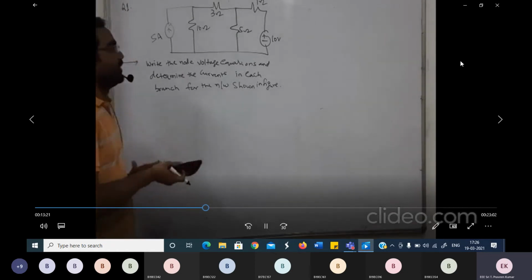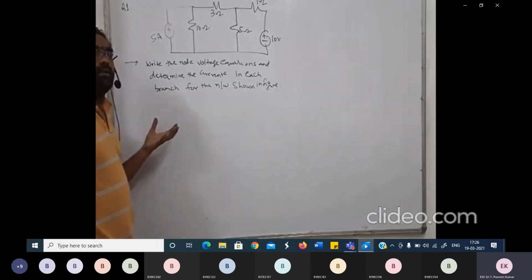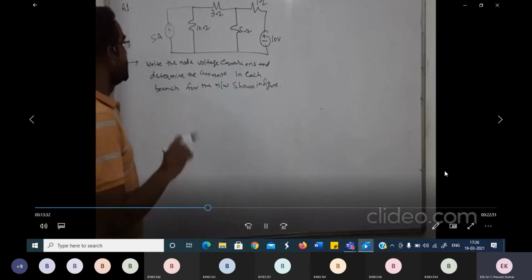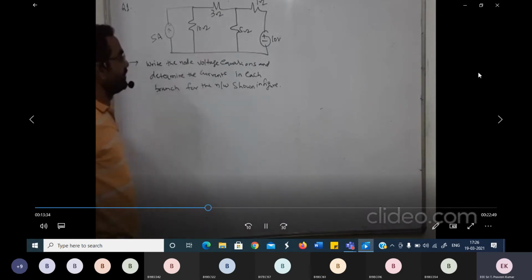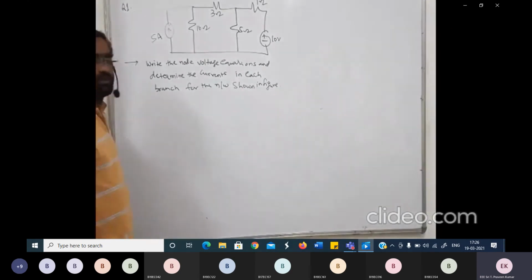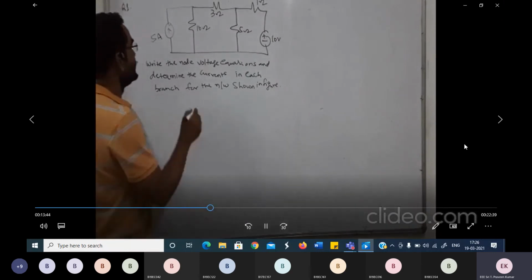Now, let us see a problem on nodal analysis. We have seen the concept of nodal analysis. Now let us see how we solve the problems on nodal analysis, how the questions are asked. Suppose this is the circuit diagram which is given to you, and the question asks: write the node voltage equations and determine the currents in each branch for the network shown in the figure. Once the figure is given, first we need to identify the nodes.